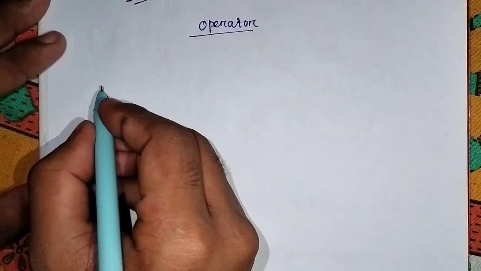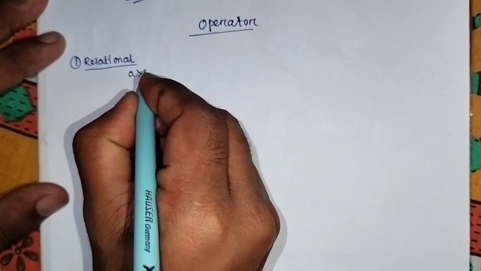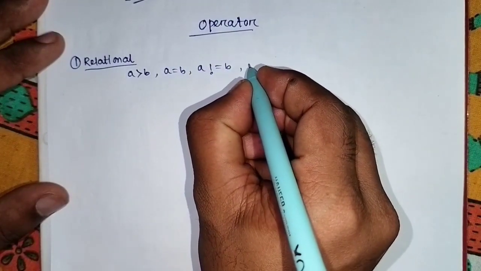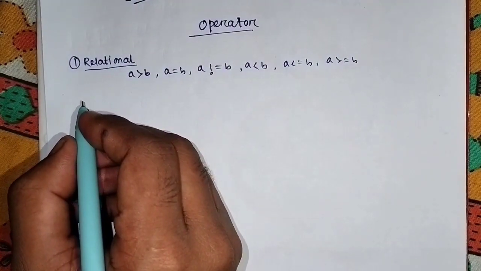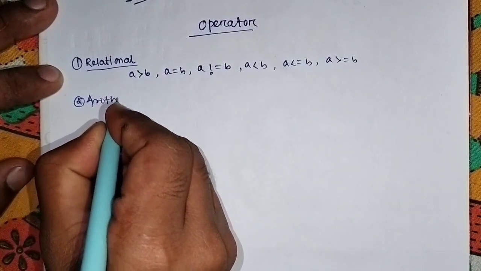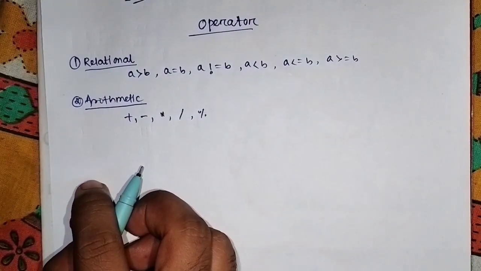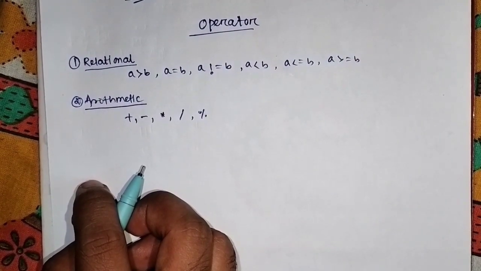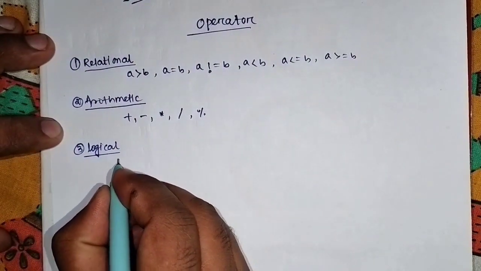Then comes relational operators. These give the result about which one is greater, which one is smaller, whether these two are equal or not equal. It gives information about these things. Then comes arithmetic operators. Different arithmetic operations you may know: addition, subtraction, multiplication, division, and modulus.